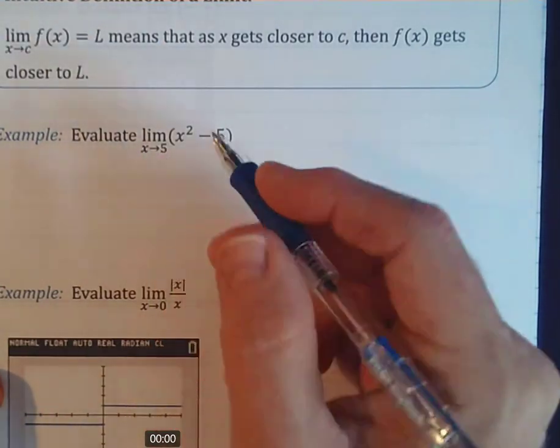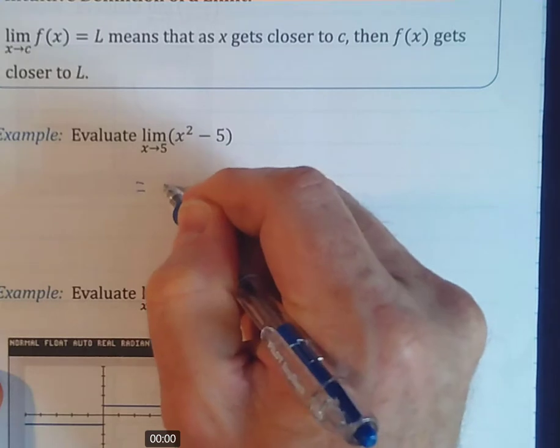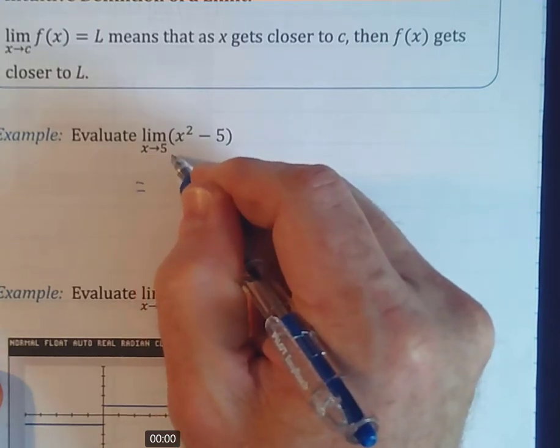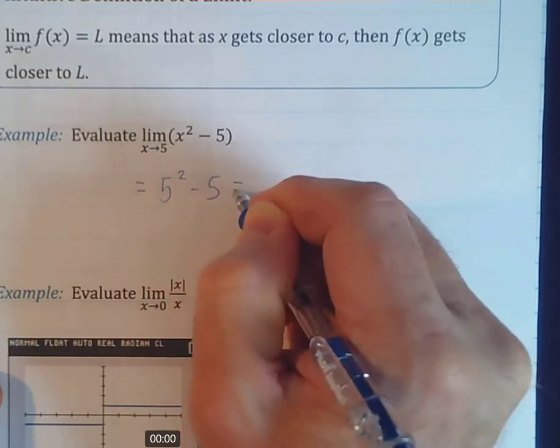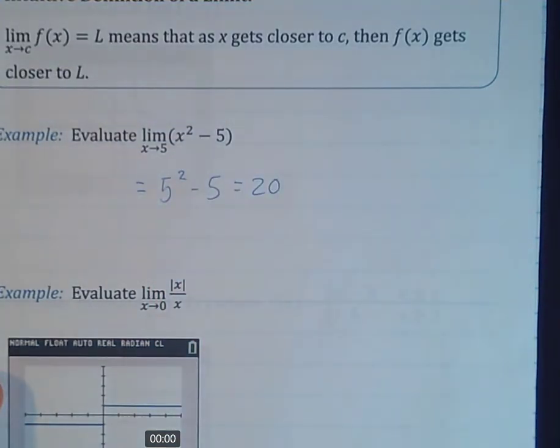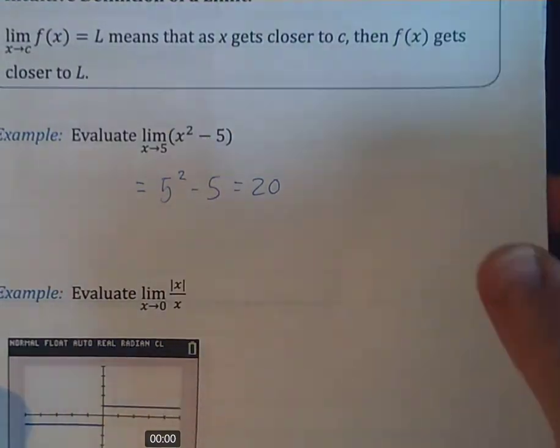So in this case right here, this limit is equal to, let's see, the limit as x approaches 5 of x squared minus 5. This would be 5 squared minus 5. Looks like that's going to give us something like 20. Well, what about something like this?